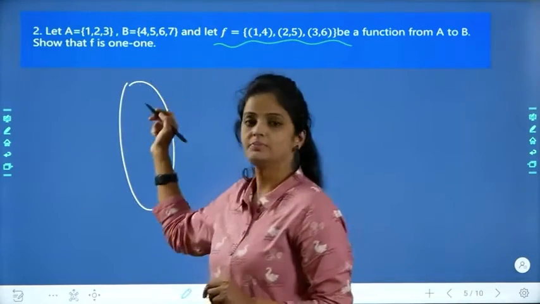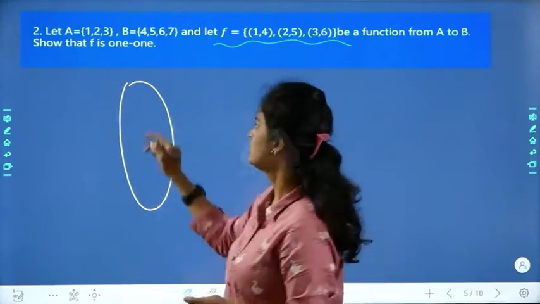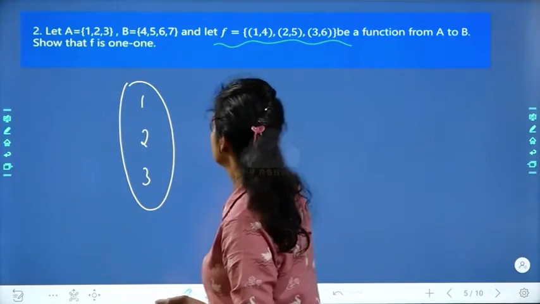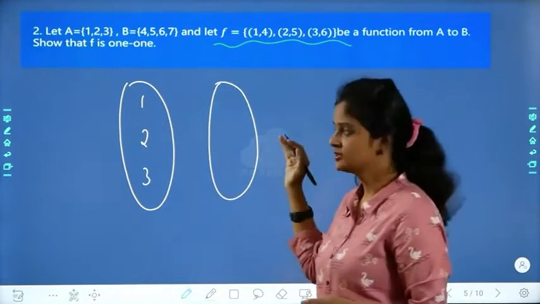First take the arrow diagram, which will also help you. It's not like you have to write only in steps. Arrow diagram also I can write. All three elements are mapped. Okay.